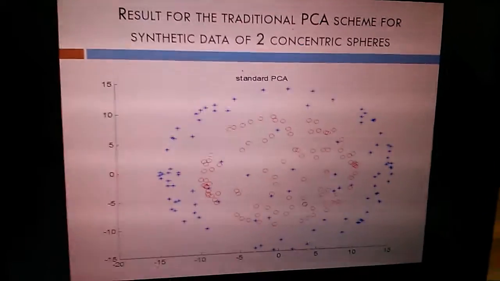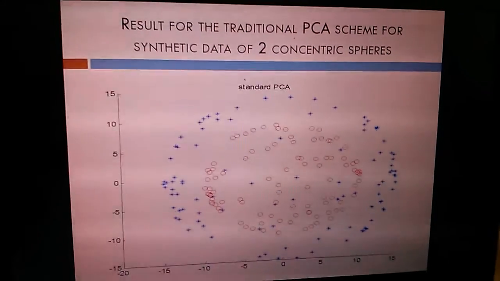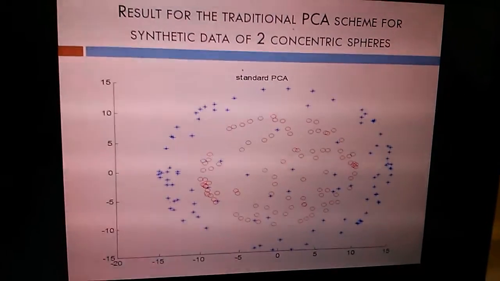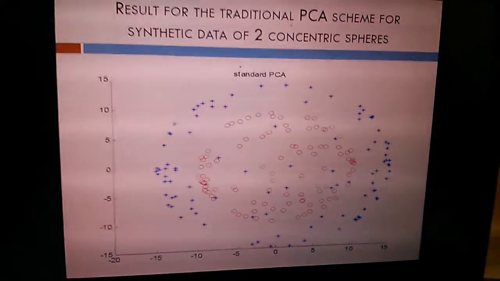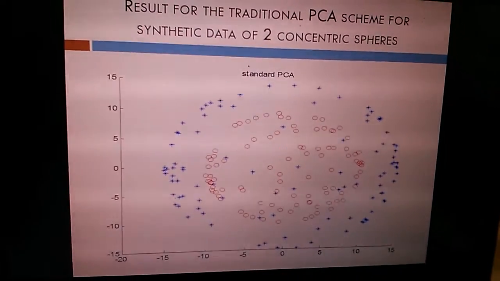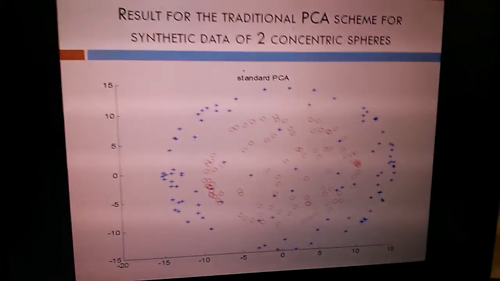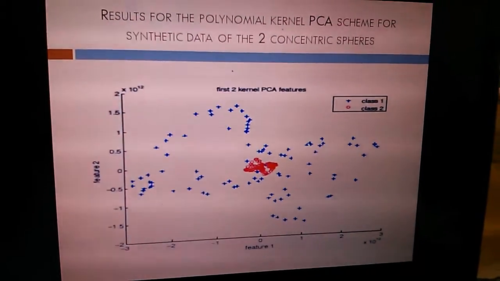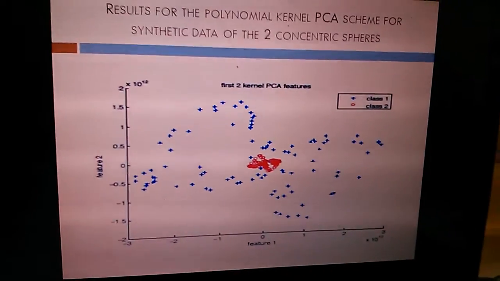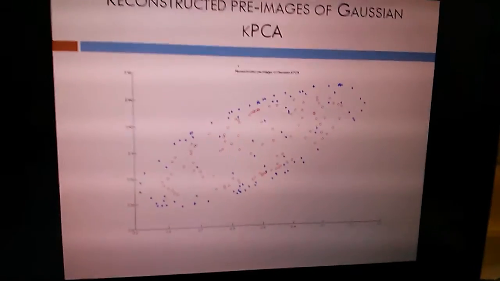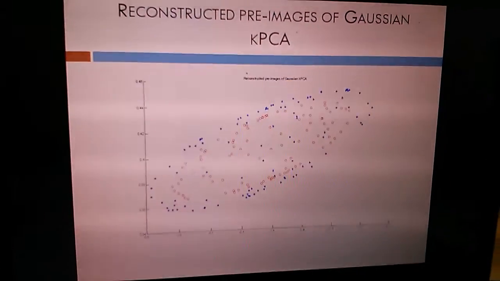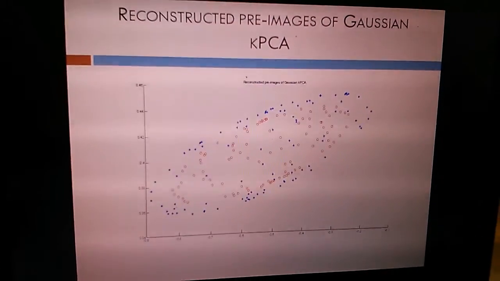The results of the various types of PCA techniques, that is the traditional PCA, the Gaussian kernel PCA, and the polynomial kernel PCA, are shown in the following slides. This is the one for the traditional PCA, this is the one for the Gaussian kernel PCA scheme, and this is the one for the polynomial kernel PCA scheme. This is a reconstructed pre-image of the Gaussian kernel PCA, which I will show later on.